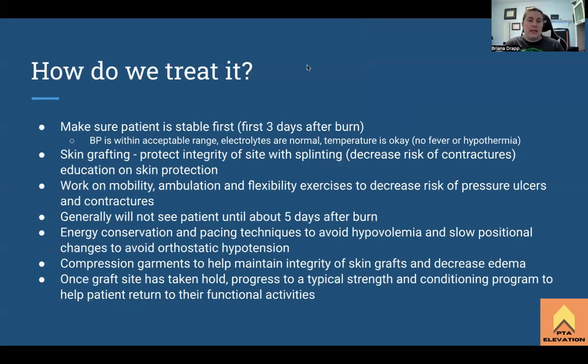So how are we treating it? If the patient's burned, for the first 3 days, probably in the ICU, we're going to work on stabilizing the patient, get their blood pressure okay, get their electrolytes and kidney function fine, temperature okay, making sure they don't have a fever or they're hypothermic or anything like that. They're going to probably be getting skin grafts.